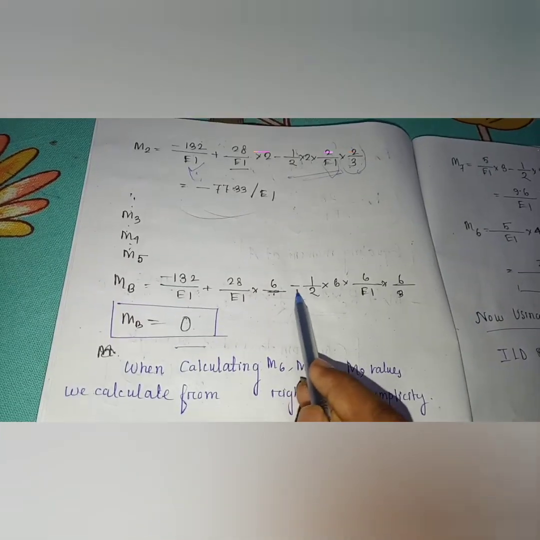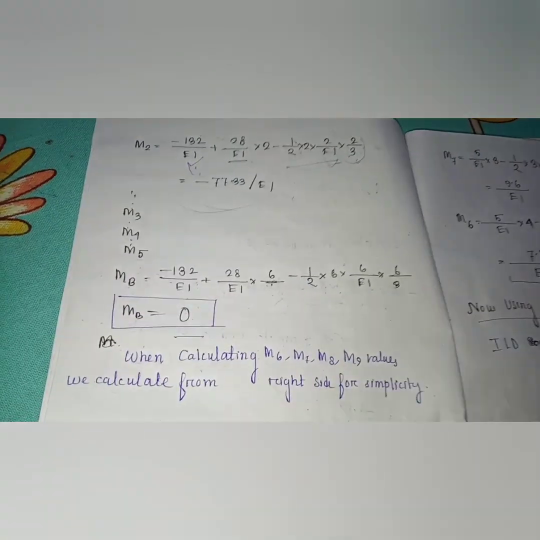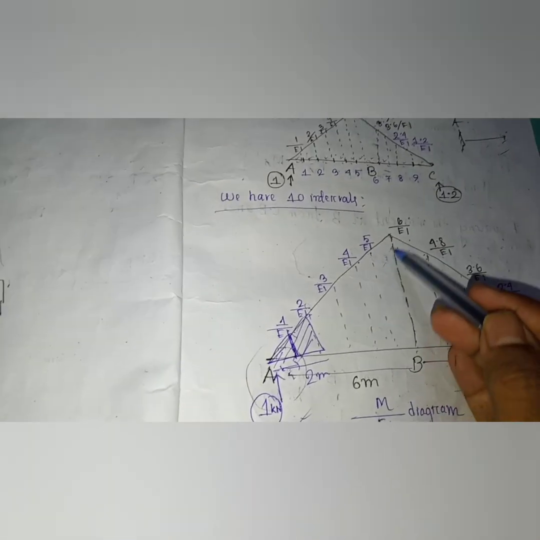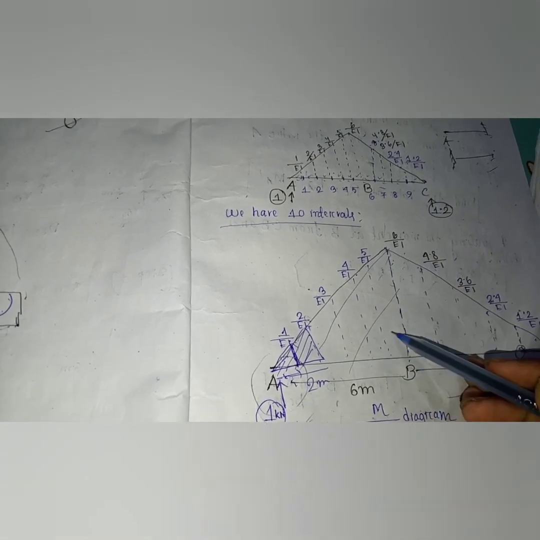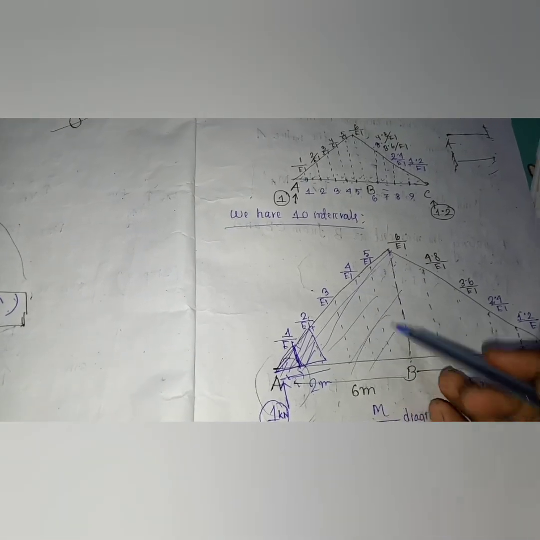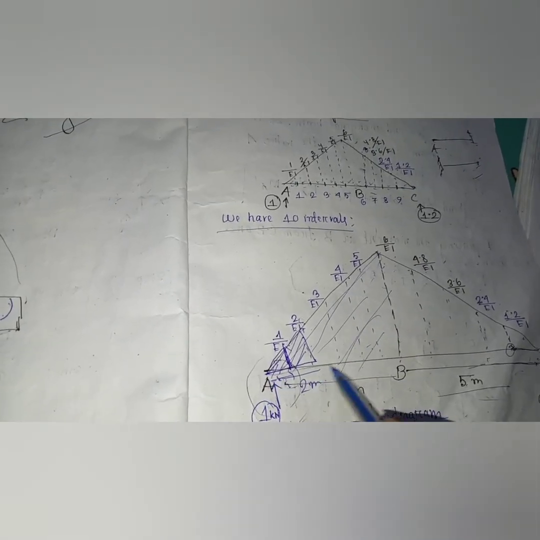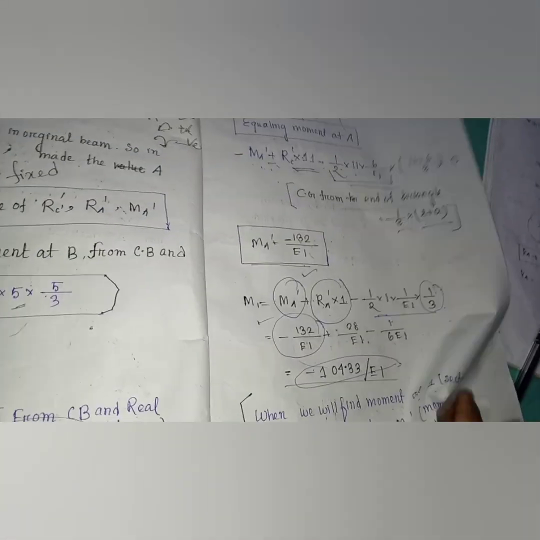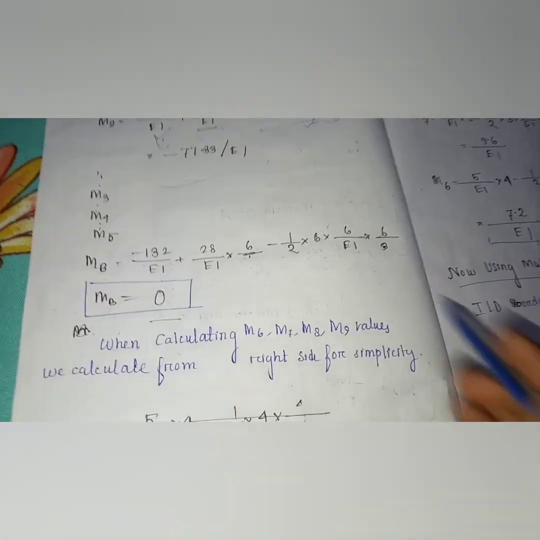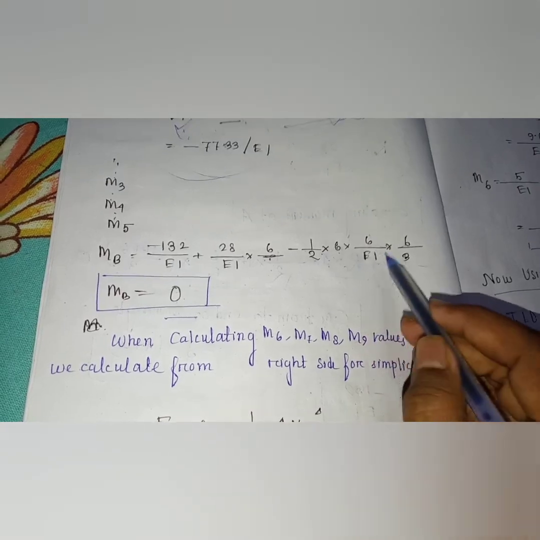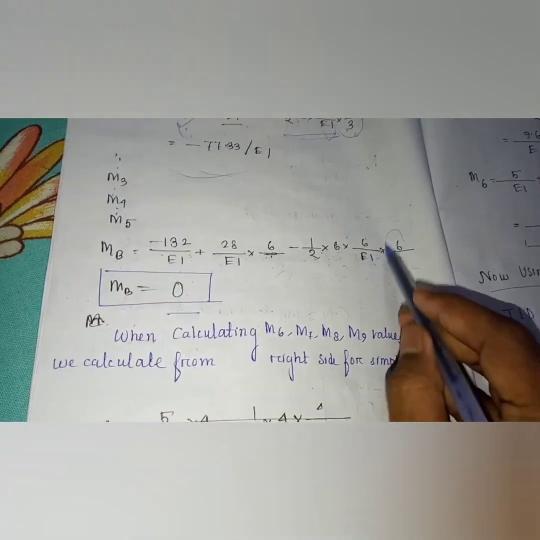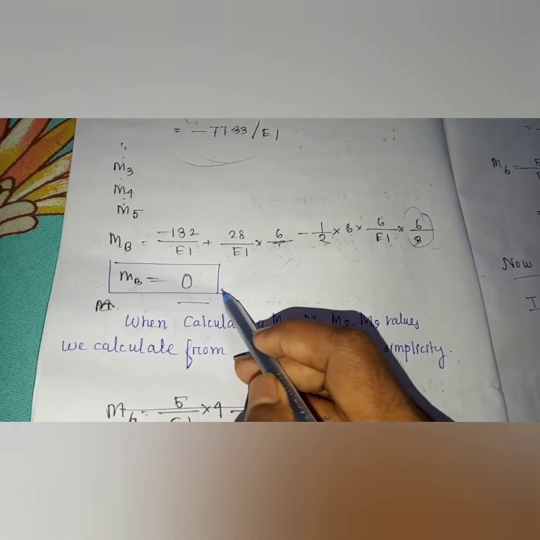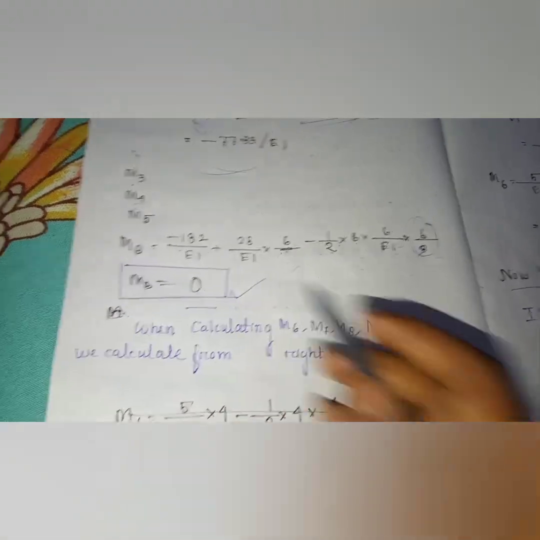Okay, now minus half of the area I have to consider. See, this area for MB, this whole area we have to consider, right? So half into this base, that means 6 into 6 by EI, and the centroid I have to take. See, minus half into 6 by 6 by EI into centroid, 1/3 of B, means 1/3 of 6, and the value of MB finally came 0.